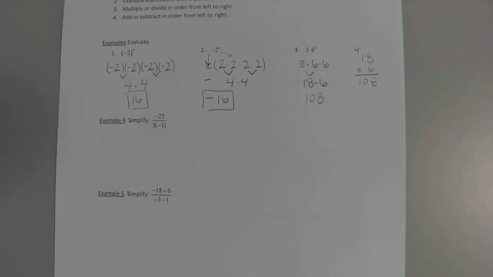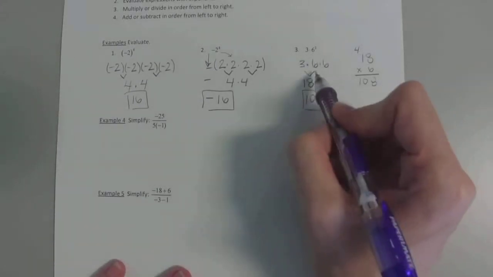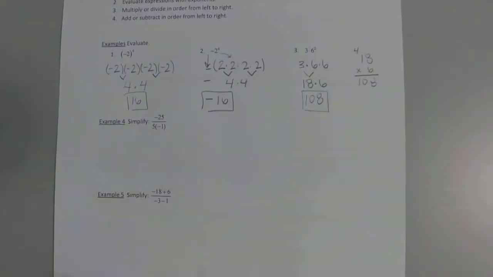Nothing new there because we didn't have any negatives or anything. It's just to remind yourself that that 2 is only with the 6. So only the 6 was squared. If you're a rebel, maybe you did 6 times 6 first, which was 36. But guess what 36 times 3 is? 108. It doesn't matter which way you do it. Are there any questions on 1 through 3?